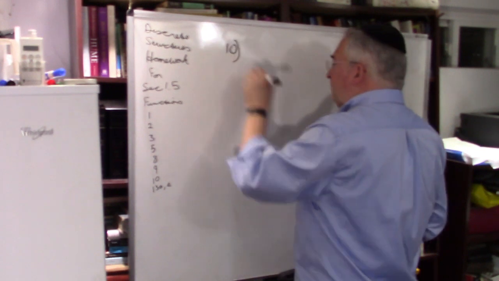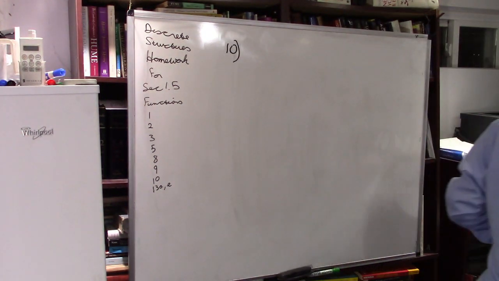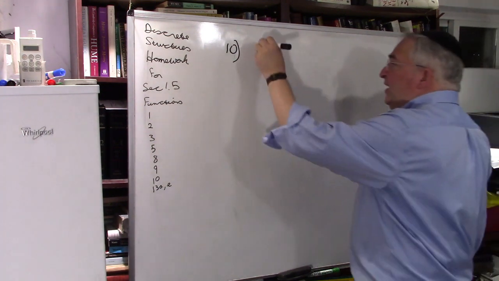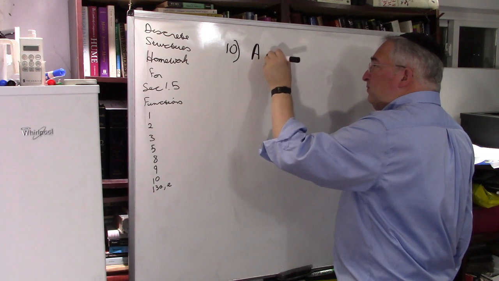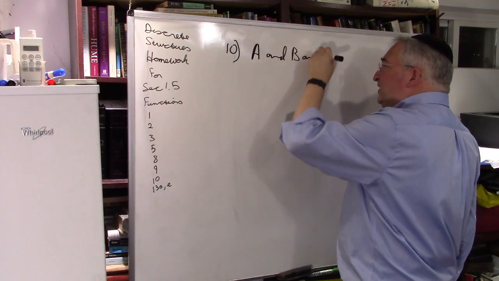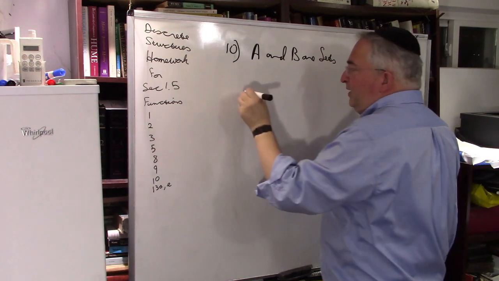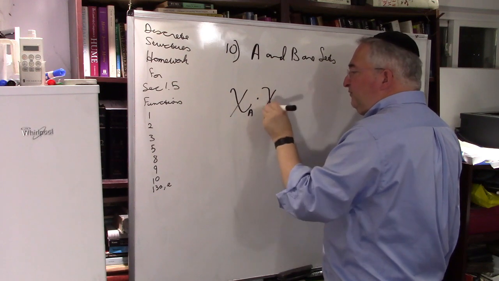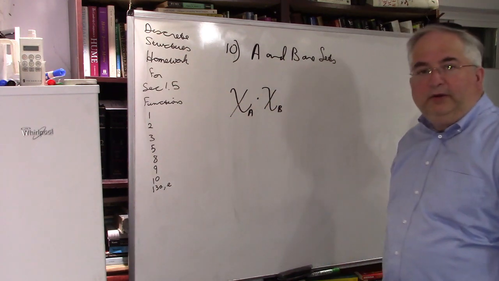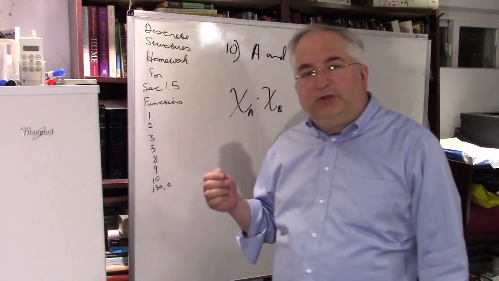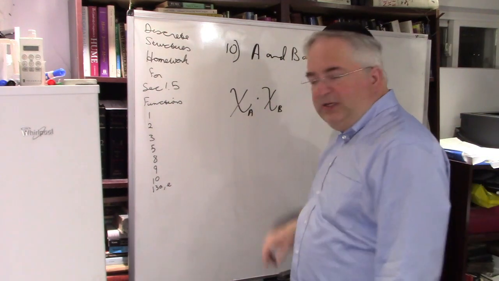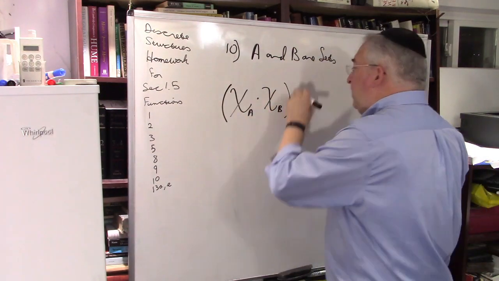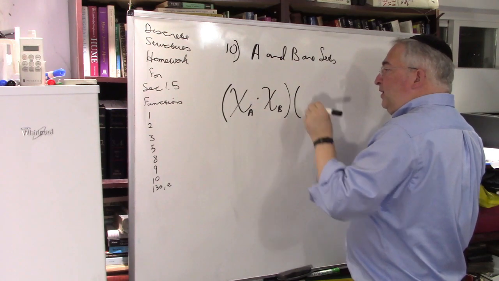Number 10. A and B are sets. And now you want to look at the characteristic function of A times the characteristic function of B. Now hold on. We know how to multiply numbers. We never learned how to multiply functions. That dot means multiply. So let me tell you what it means.